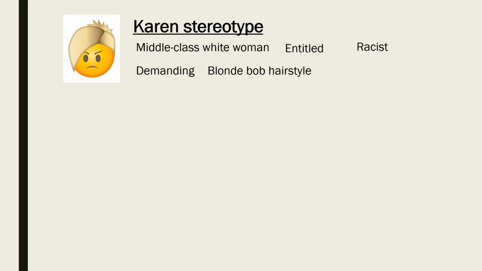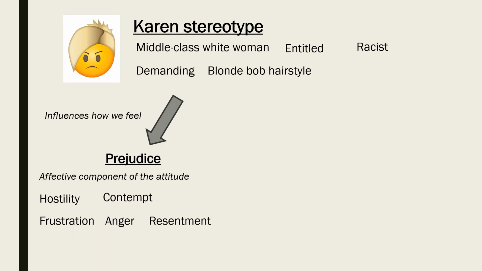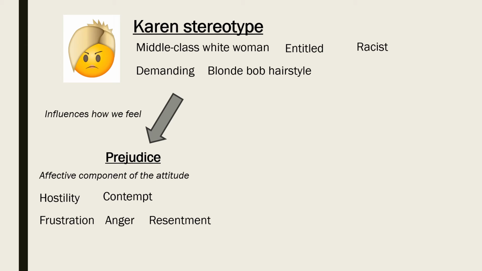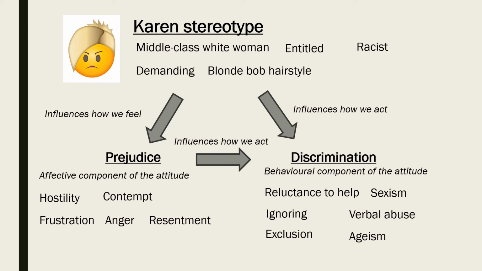Labelling someone as a Karen and assigning them these stereotypical characteristics will influence how we feel about this individual and could lead to prejudice. If we believe her to be entitled, demanding, and racist, we might feel contempt, frustration, anger, or resentment towards Karen. Both the Karen stereotype and the feelings we have about her will influence how we act towards her. This could be either explicit or implicit forms of discrimination, such as being reluctant to help, ignoring, excluding, or being the target of verbal abuse. The Karen stereotype can also lead to discrimination in the form of ageism or sexism.